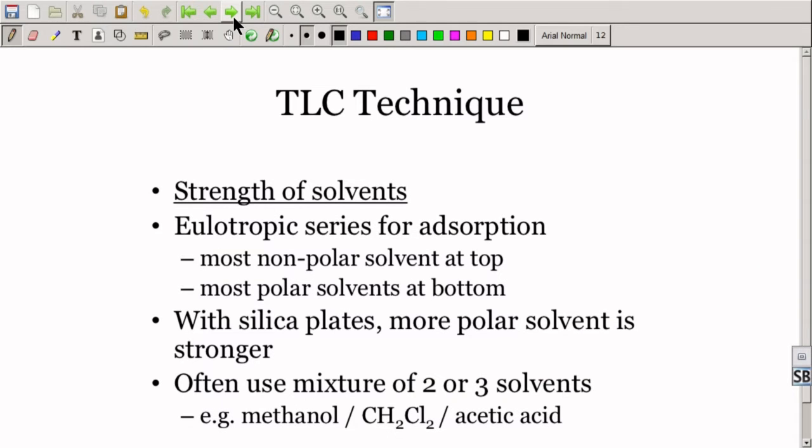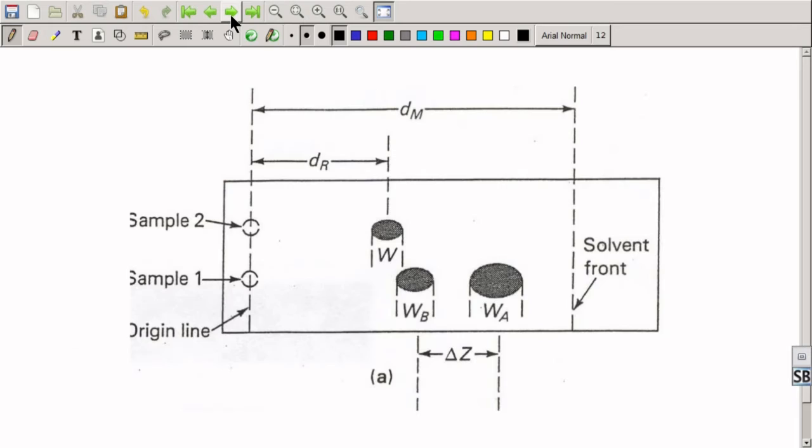Okay. We've already talked about strength of solvents. Okay, we've talked about RF values. One of the things that you definitely want to be prepared for in the coming exam is how to measure and calculate RF values. It's really simple. Okay, and of course, in order for you to do it, you're going to have a ruler.